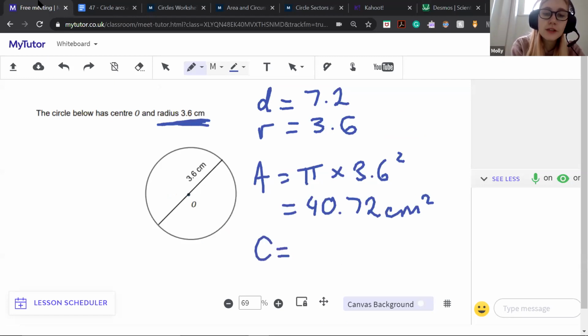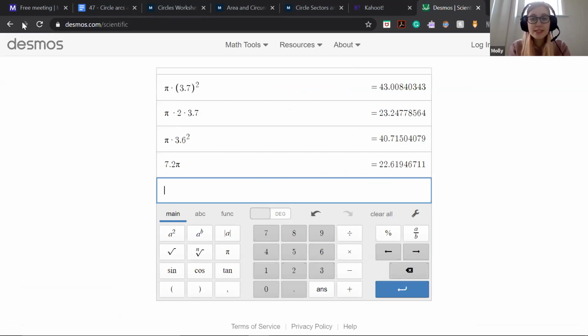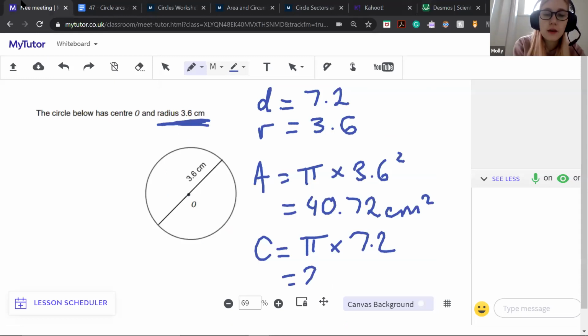And our circumference will be pi times 7.2 because that's the diameter. So pi times 7.2, or we can just write 7.2 pi, 22.62 if we round that.